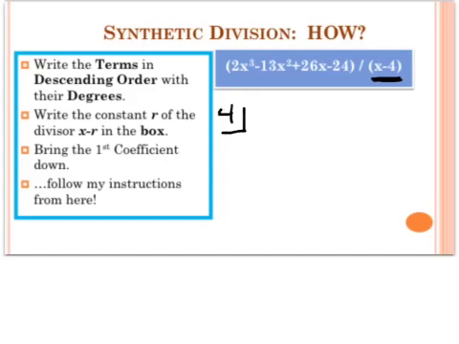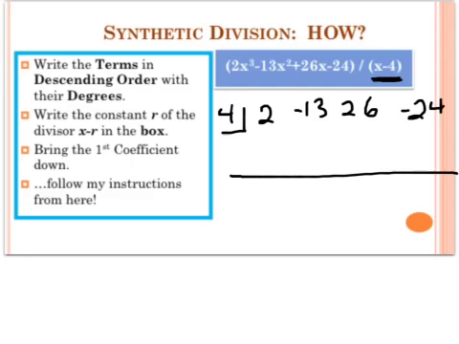And then I can write down my coefficients of a 2, a negative 13, a 26, and negative 24. I'm going to put a line right here, and now I am ready to start. It says bring down the first coefficient, so I do. And then I am going to simply say 2 times 4 is going to give me 8. So 8 goes right here. And I will add vertically. So negative 13 plus 8 is negative 5.